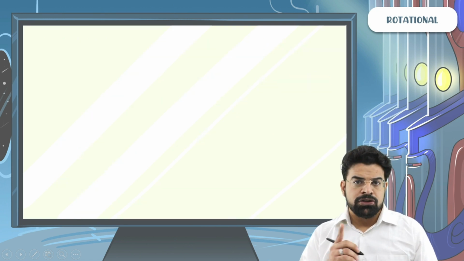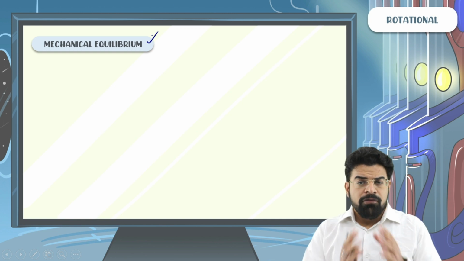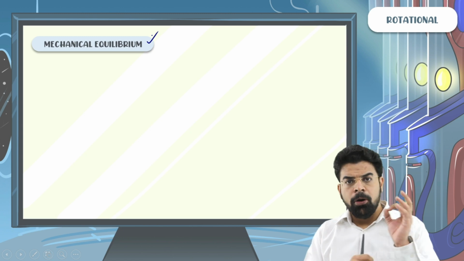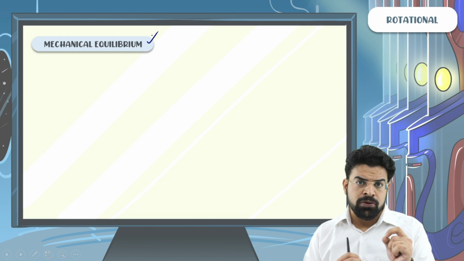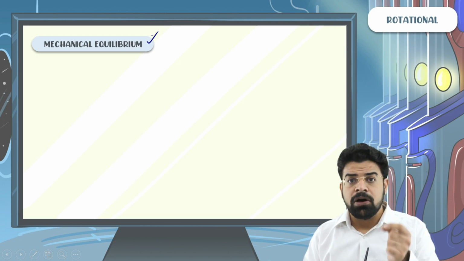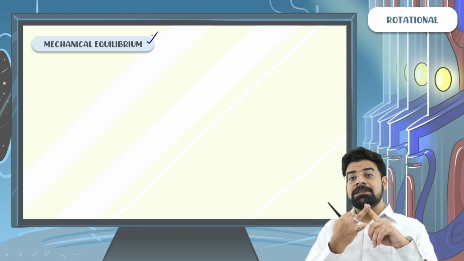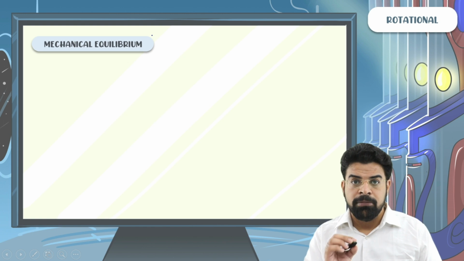So now let's talk about the super duper important topic of mechanical equilibrium. When do we say that a body is in mechanical equilibrium? A body is said to be in mechanical equilibrium when the net force acting on the body is zero, as well as the net torque acting on the body is zero. So let's start doing mechanical equilibrium.